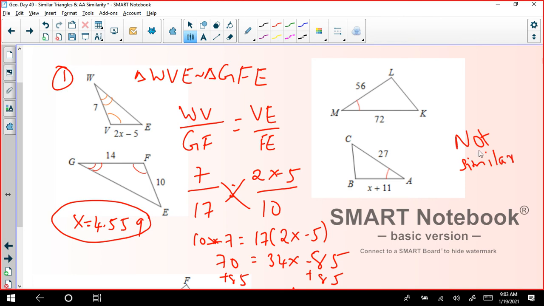I'll just say not similar with given information. We can't say 100% it's not similar because it depends on the x value. Not enough information to say it's similar. That's all I'll write. I'll not say it's not similar, but I'll just write we do not have enough information.